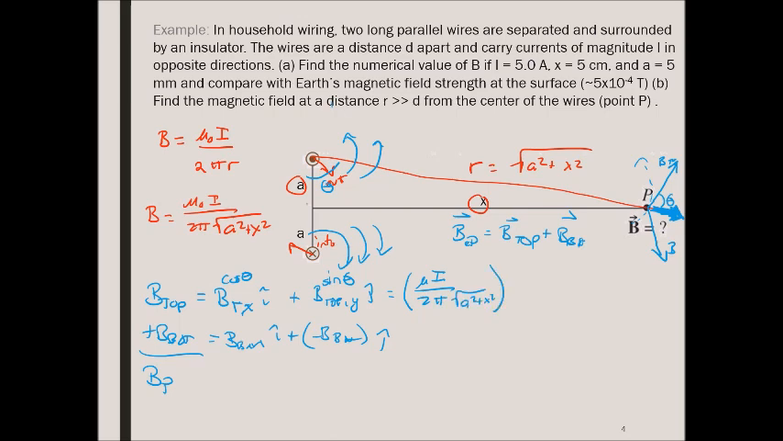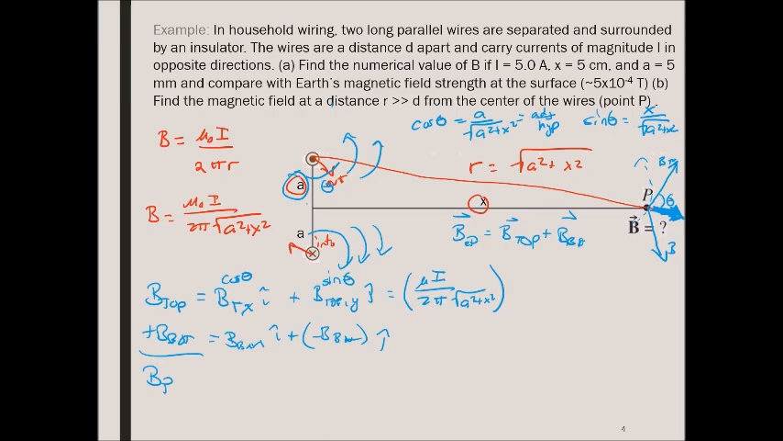And now we've got to figure out what sine and cosine are. Well, the cosine of theta should be a over the square root of a squared plus x squared, because remember cosine is adjacent. So here's my adjacent side, over my hypotenuse, adjacent over hypotenuse. And then the sine of theta is x over the square root of a squared plus x squared.